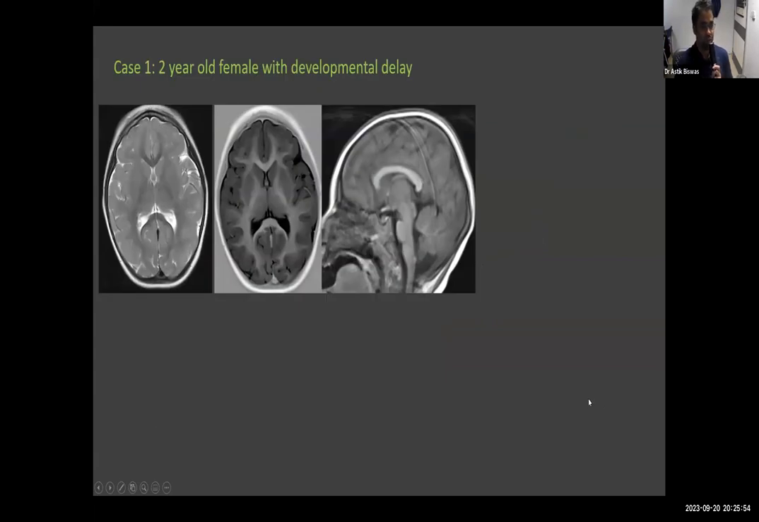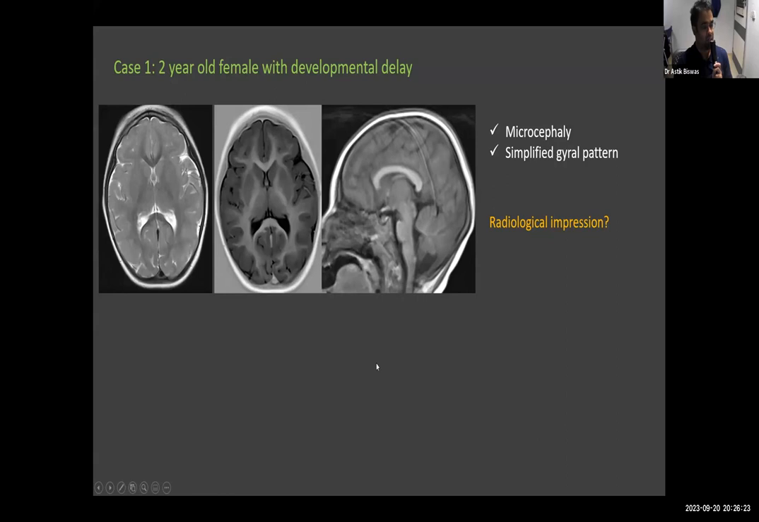So let's start off by looking at some cases. This is a 2-year-old female with developmental delay. So what are the findings that we see? There is microcephaly, and that we know from the clinical details, the head circumference. From a radiological point of view, we can see there is a relatively small size of the head relative to the face. What else do we see? There is a simplified gyral pattern.